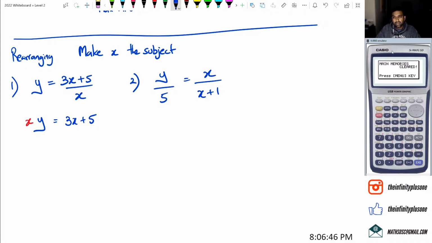All right, once we do that, our next step is to bring all of the x's together, which means I'm going to have xy, and of course 3x, I need to bring it to the left hand side. It's going to become minus 3x, and all of this is equal to 5. We're trying to make x the subject, so we want to have x by itself, and I can see that x is a common factor for both of these terms. So I'm going to take x out, and I'm going to get x(y minus 3) equals 5. And then I want x by itself because that's making it the subject, so I'm going to go 5 divided by y minus 3.